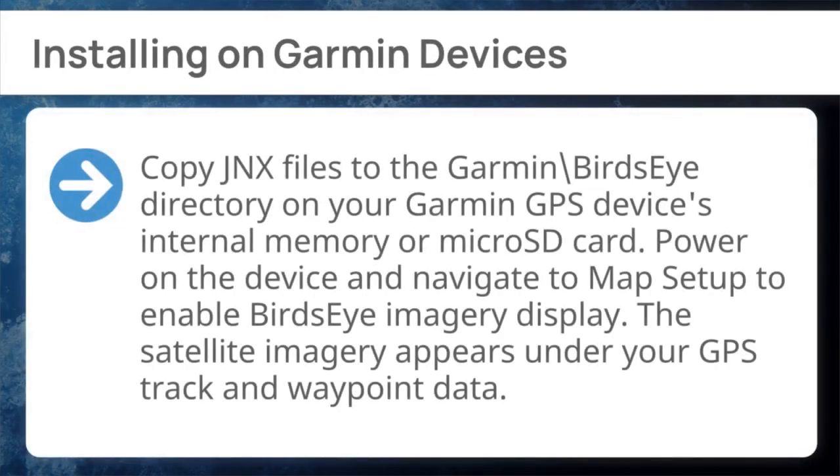Copy JNX files to the Garmin BirdsEye directory on your Garmin GPS device's internal memory or microSD card. Power on the device and navigate to Map Setup to enable BirdsEye imagery display. The satellite imagery appears under your GPS track and waypoint data.